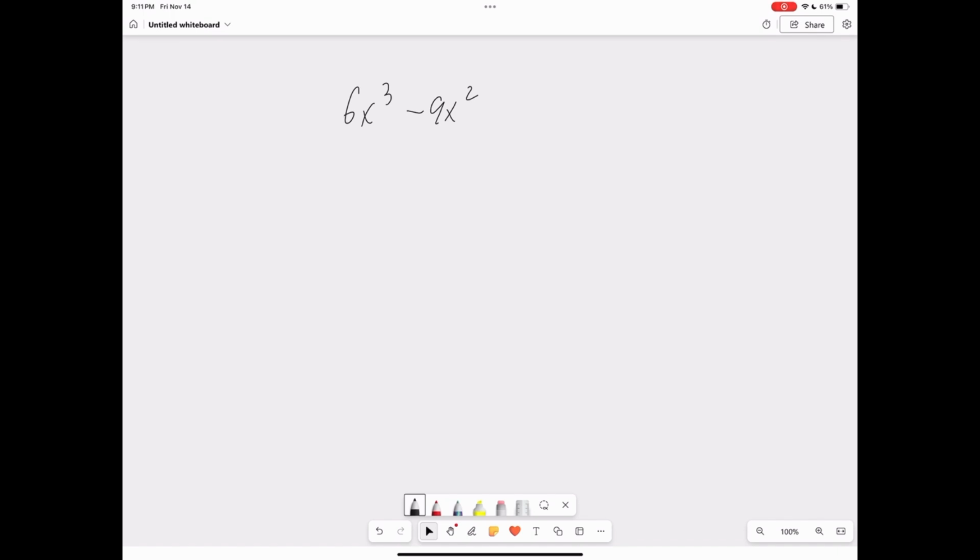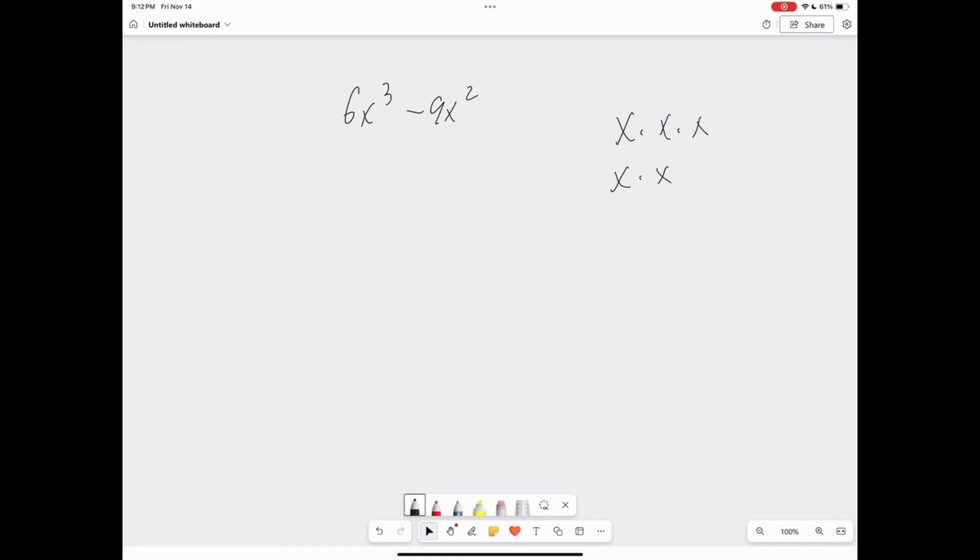Think about it here. We both have x's here, right? We have an x cubed and we have an x squared. So the x cubed has an x squared in it because it's x times x times x. And the x squared has x times x.